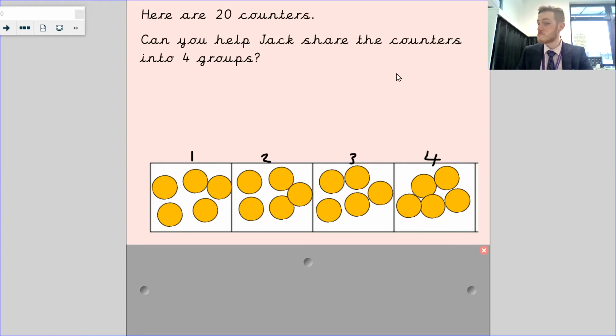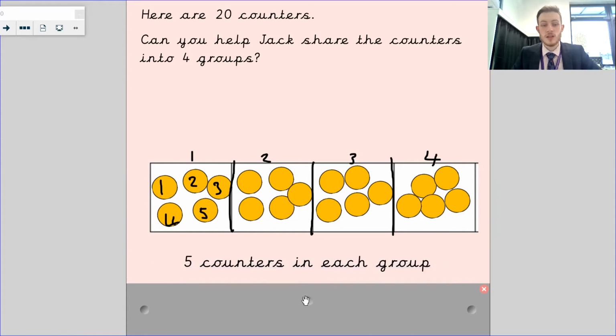Do I have any left? No. Have I split them equally into 4 groups? Yes, I have. 1, 2, 3, 4. And you can see because there's a line splitting them between each one, so they're different groups. Now, how many are in each group? That's my last answer. 1, 2, 3, 4, 5. I've got 5 in each group.